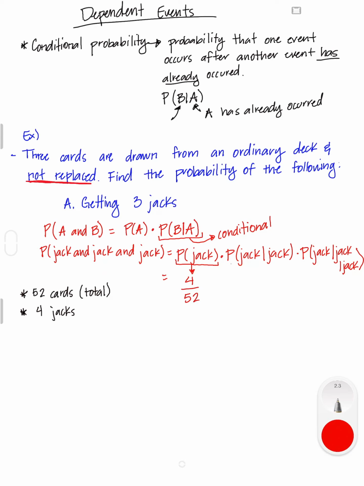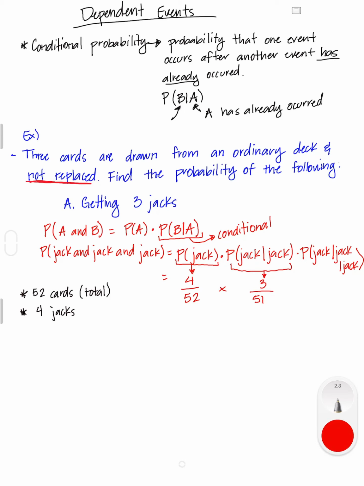Now, because we have already taken one jack, and one card, and we are not putting it back, then for the second jack that we want to select, we multiply. And then we don't have 4 jacks anymore. Now we have 3 because we had already selected one at first, over 51. So notice how the denominator is changing as well.